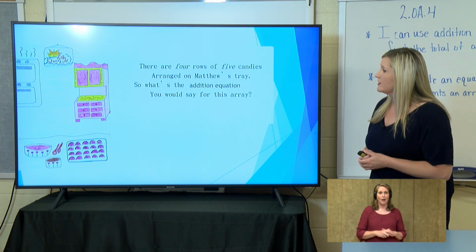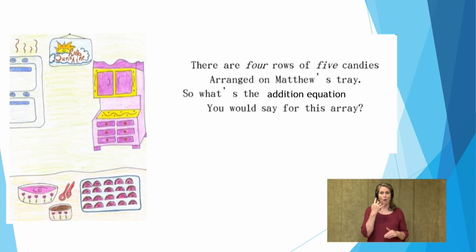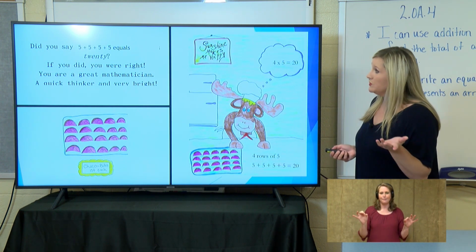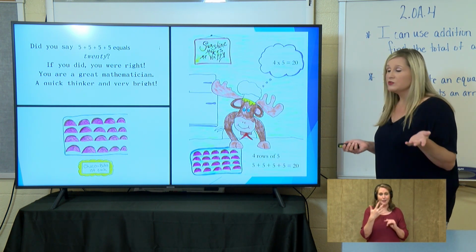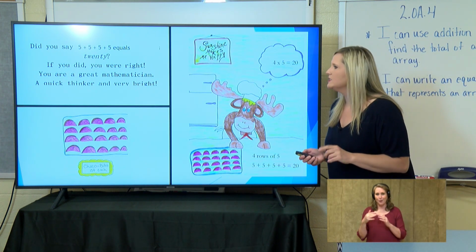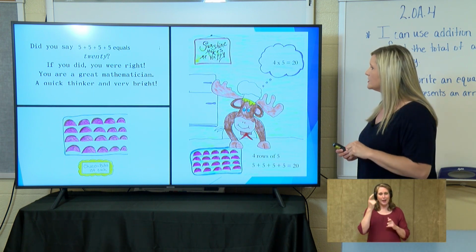There are 4 rows of 5 candies arranged on Matthew's tray. So what's the addition equation you would say for this array? So if we look at his tray, we can see that he has 4 rows, 1, 2, 3, 4, and there are 5 in each row. So what could we do to answer that problem? Did you say 5 plus 5 plus 5 equals 20? If you did, you were right. You are a great mathematician, a quick thinker, and very bright.